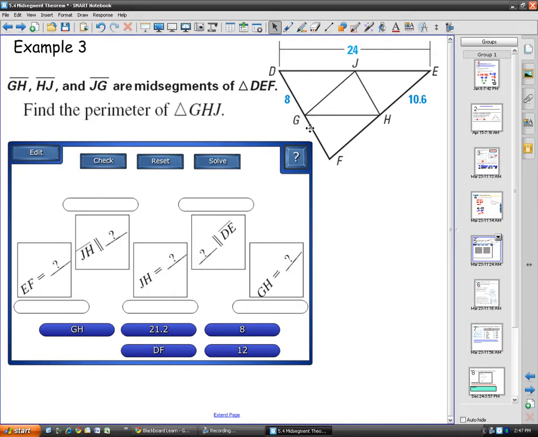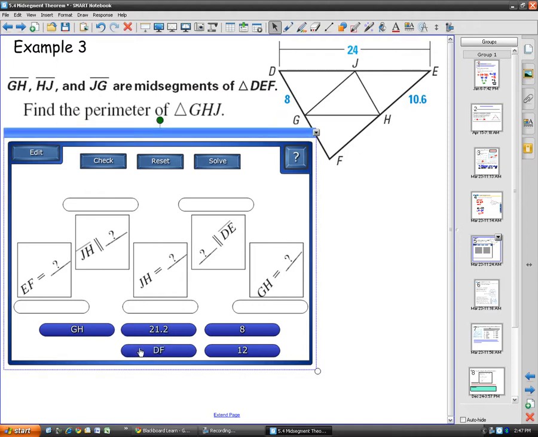Alright, so then we have JH. Where's JH? JH should be parallel to DF. So I can put that up there. And JH is this side right here. It should be the same as half the length of this side. Well, remember that G is the midpoint of that side of the triangle. Oh, whoops, I read this first one wrong. We'll come back to that.